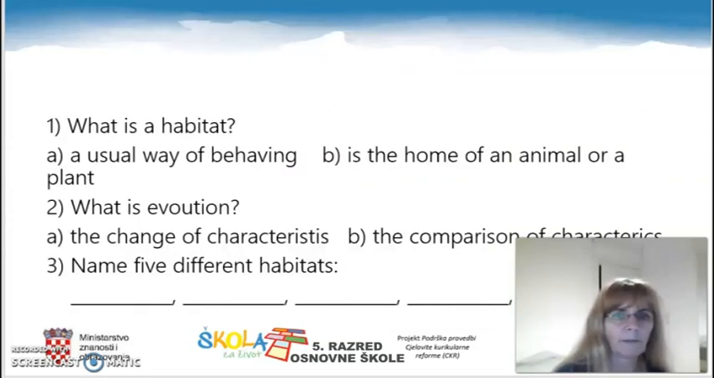Let's quickly revise what we have learned today. The first question is, what is a habitat? There are 2 possible answers. Is it a usual way of behaving, or is it the home of an animal or a plant? Okay, and what is evolution? Is it the change of characteristics of some animals and plants, or is it the comparison of characteristics? Fine. And now name 5 different habitats.